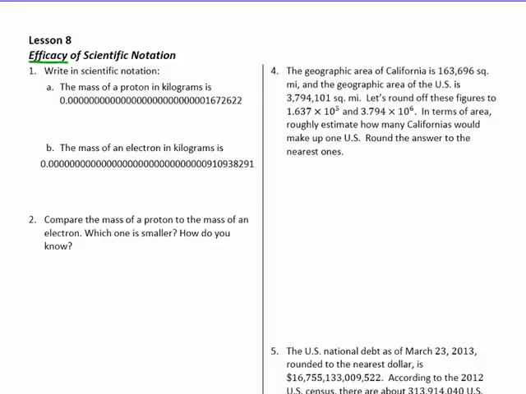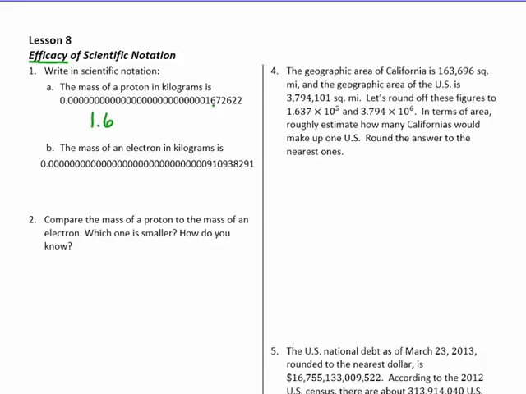So we're talking about the mass of a proton, which you're going to learn about in science later this year, and it is found inside of an atom. It's obviously really, really tiny because it's in kilograms. So they want us to write it in scientific notation. My decimal point has to go from here all the way over to here.